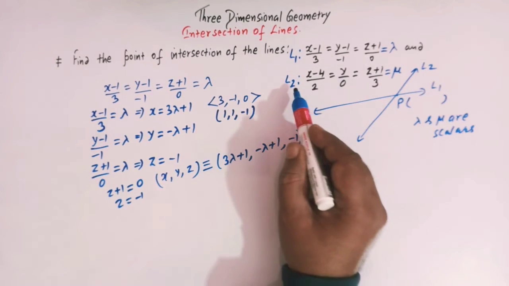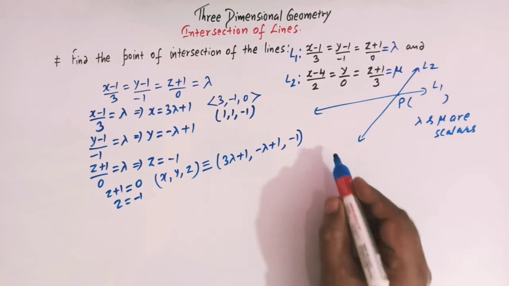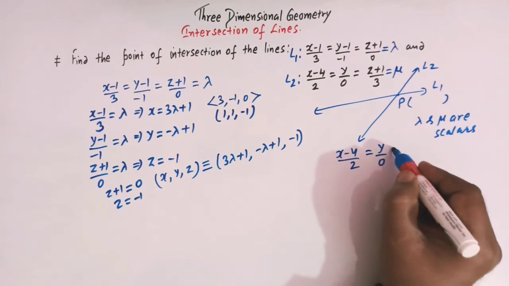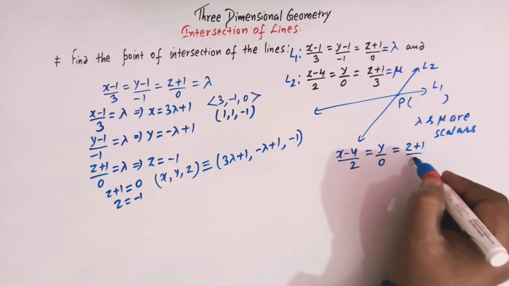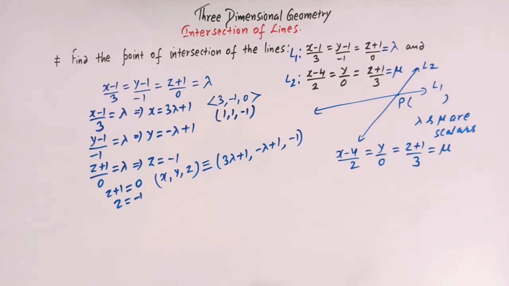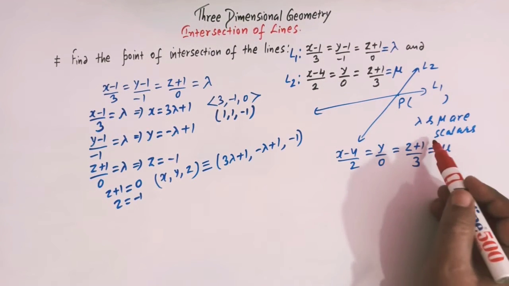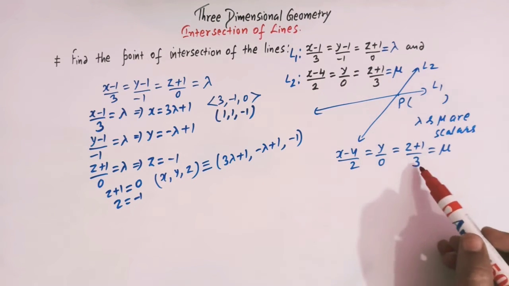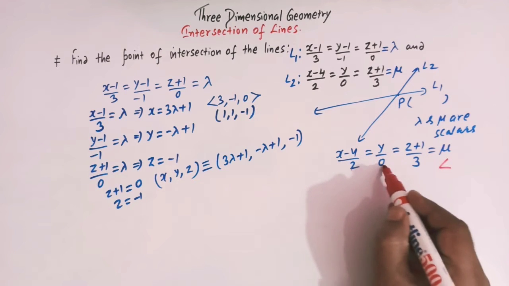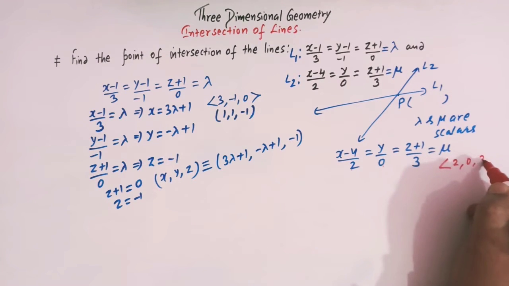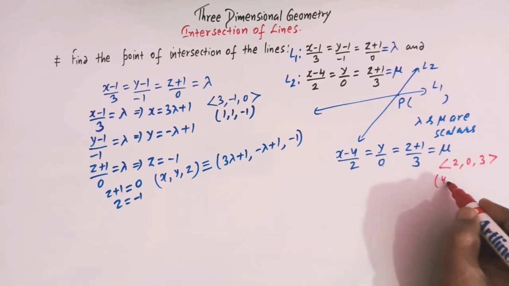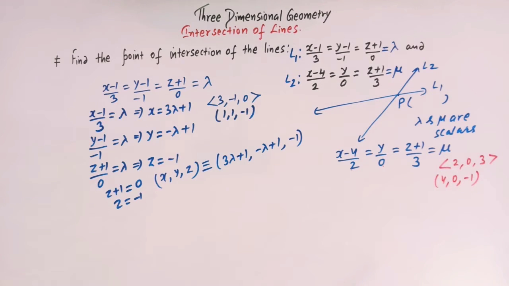Similarly we can take this line L2. Here we have (x minus 4) over 2 is equal to y over 0 is equal to (z plus 1) over 3 is equal to mu. Again, if we observe this line L2, we see that the direction ratios of this line L2 are given by the denominators. So here we have 2, 0 and 3, and this line passes through the point (4, 0, minus 1).